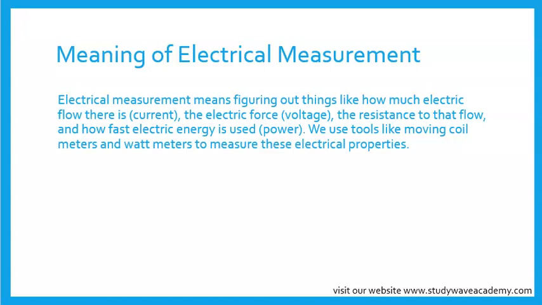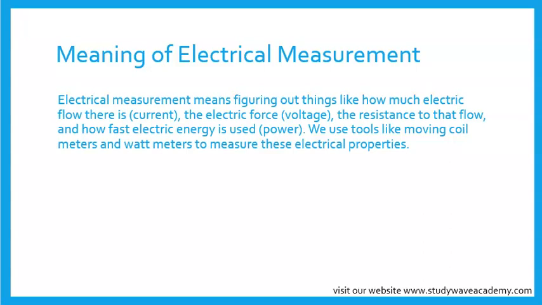Electrical measurement is how much electrical stuff is flowing. That is the current. The electrical force, how strong the push is, is voltage. How much the flow faces obstacles is resistance, okay? And how fast electrical energy is used is power.